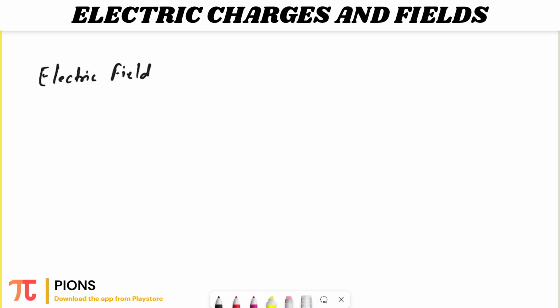Sir, what do you mean by electric field? Electric field is a region around any charge. So let's say if there is a charge, positive charge, you can think of negative charge also. There is a region around this charge.